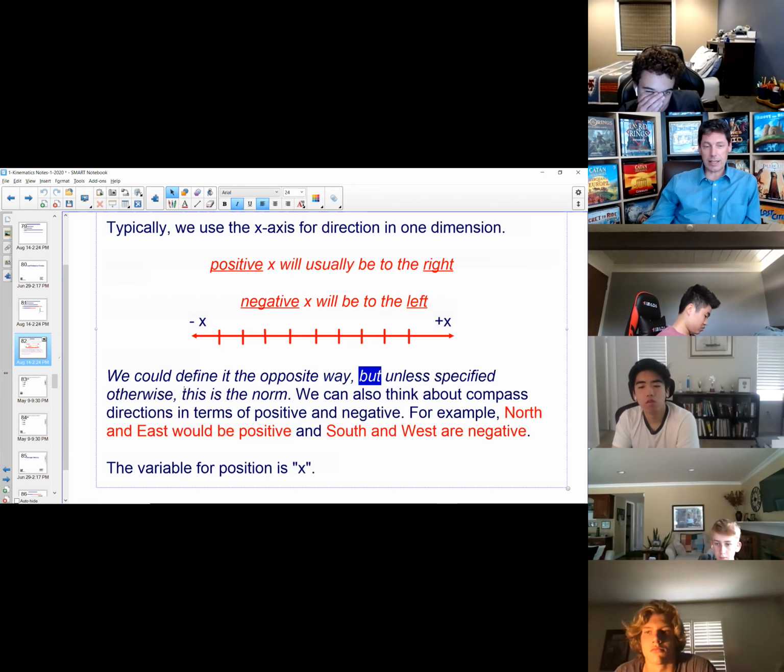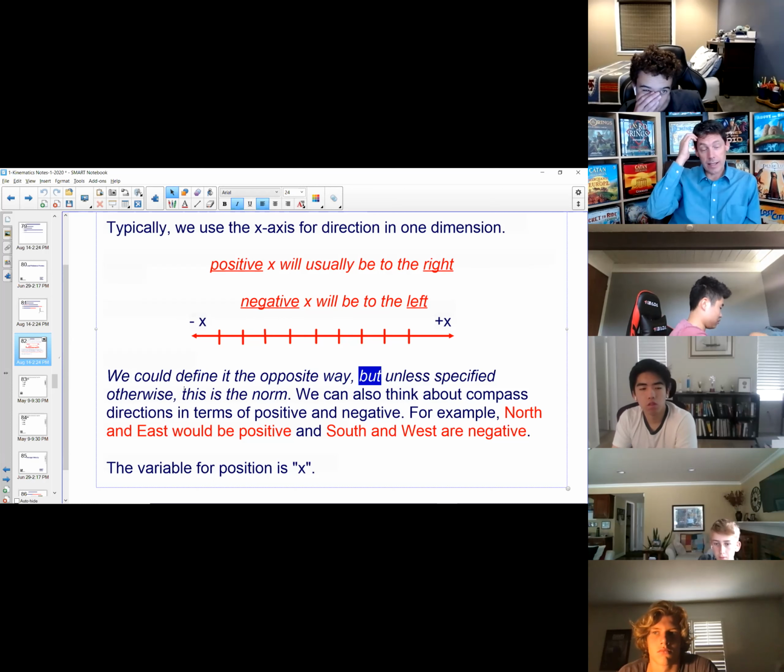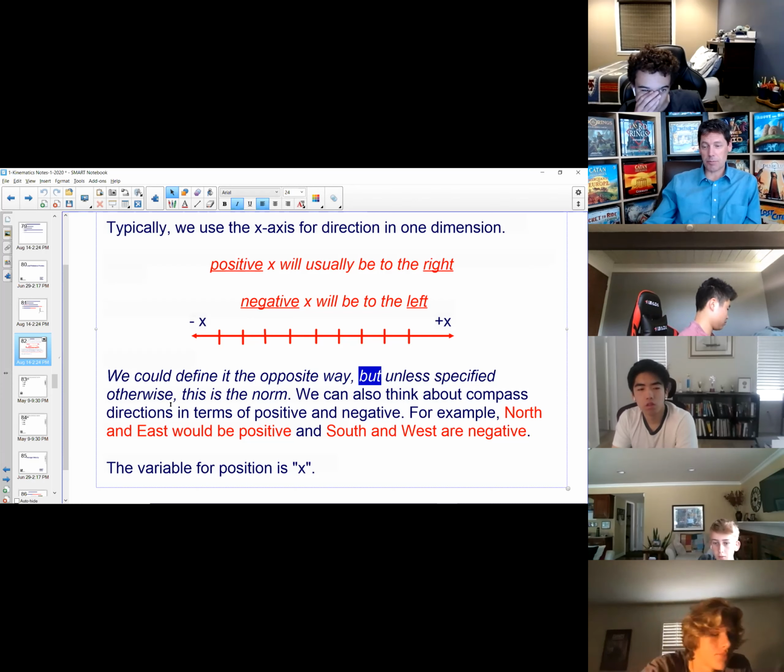So north and east match the upward on the y and to the right on the x, so they're both positive. South and west match the backward on the x and the downward on the y, so those would both be considered negative. And we typically use the variable x for position, regardless of whether we're putting that on the x or y axis for our graphs. We usually use that variable for position. So mostly review, but this one little new concept that technically you can change the definitions if you would like.